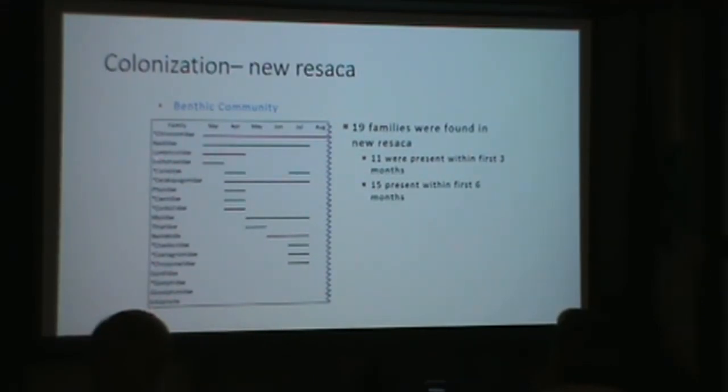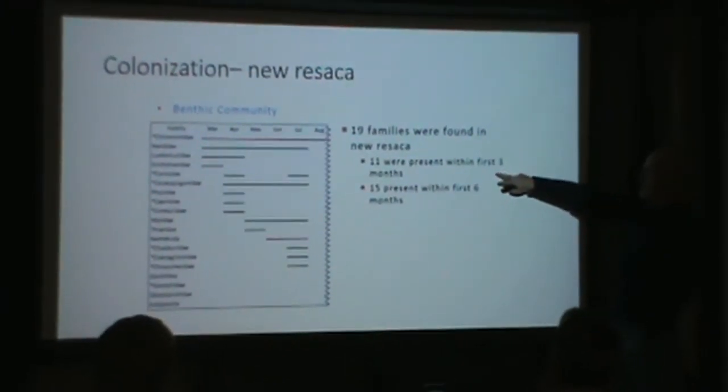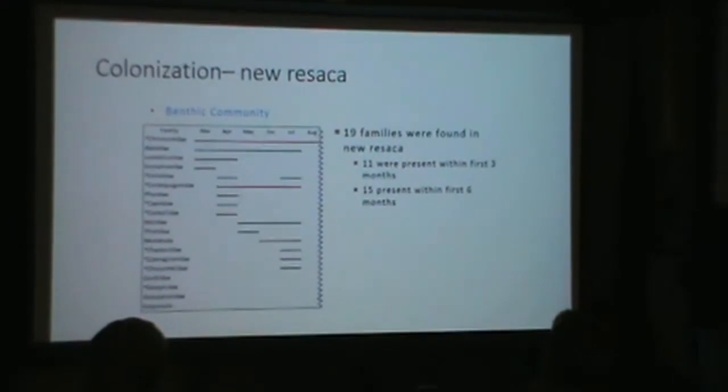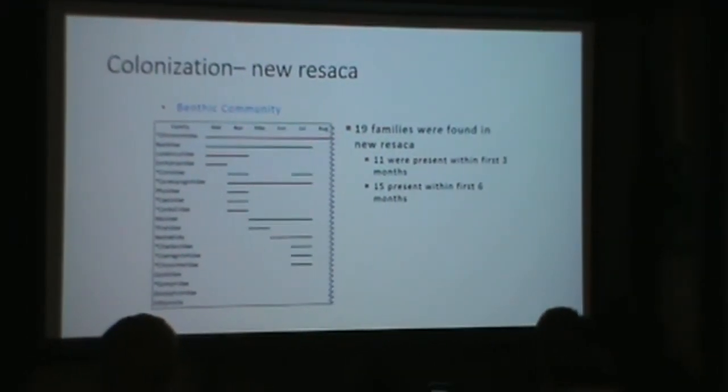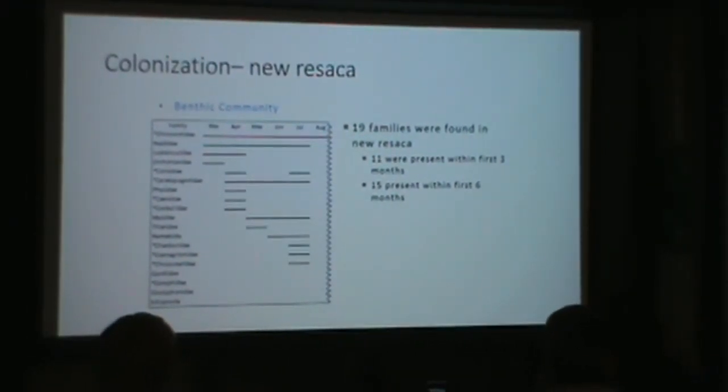This is the species, not all species, those are actually families, right? It's hard to identify all the way to species, but this shows how they arrive over the years. So this is the new resaca. 19 families, 11 were already there during the first 3 months, and 4 more after 6 months. So it was quick colonization, really fast.